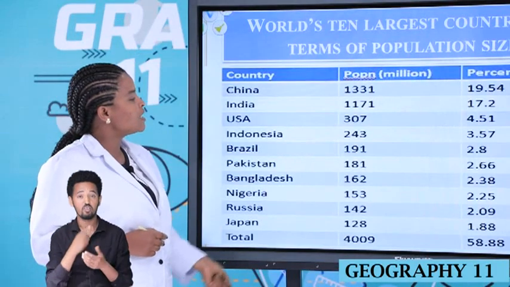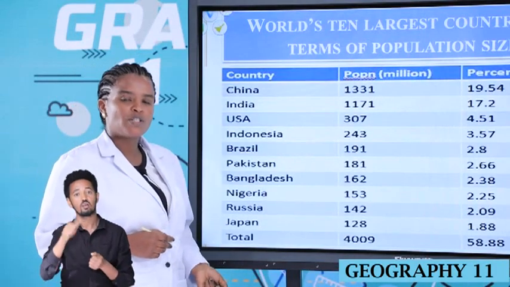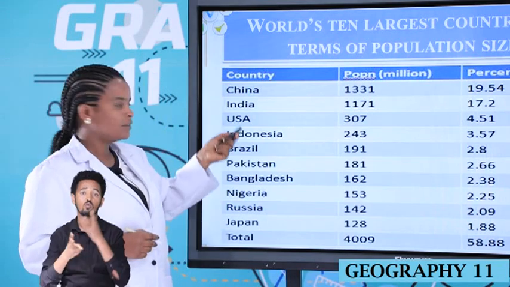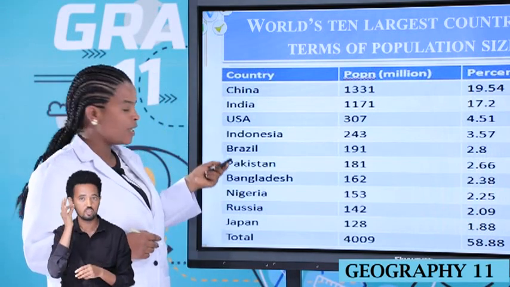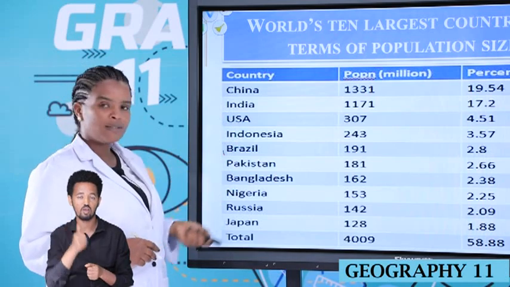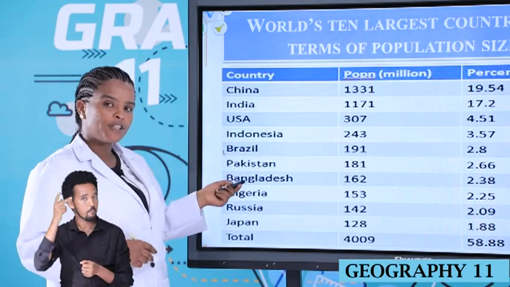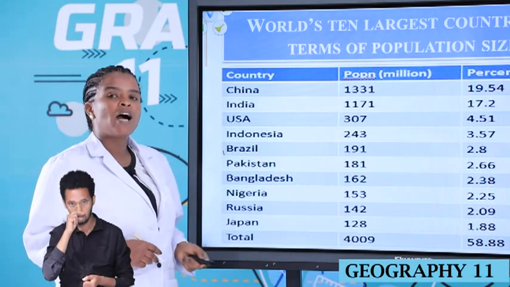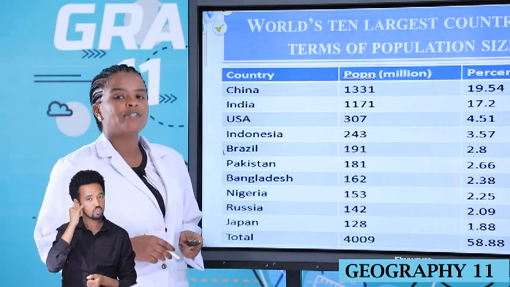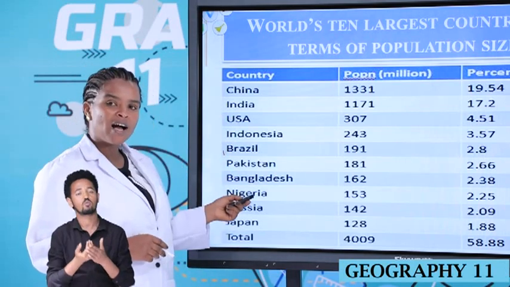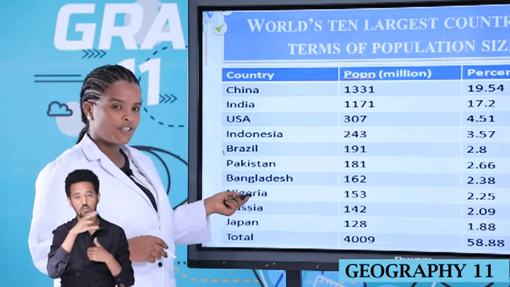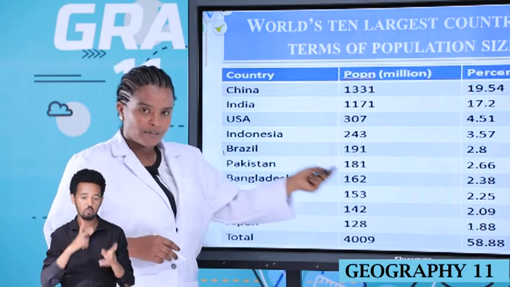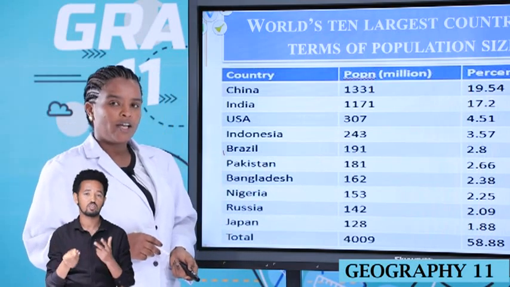These are the 10 most populous countries of the world. China, India, USA, Indonesia, Brazil, Pakistan, Bangladesh, Nigeria, Russia, and Japan are the most populous countries in the world. From Africa, the most populous country is Nigeria. Next to Nigeria, Ethiopia is the most populous, and the third one is Egypt.